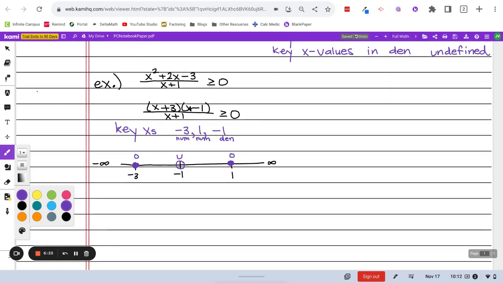Okay, so after we factored and get our key x's, now we have to run our tests. So we're going to test, I'm going to just do -10. And I'm going to get a negative on top, another negative on top, and a negative on the bottom. And that's going to equal a positive on top divided by a negative on the bottom, which will be a negative overall.